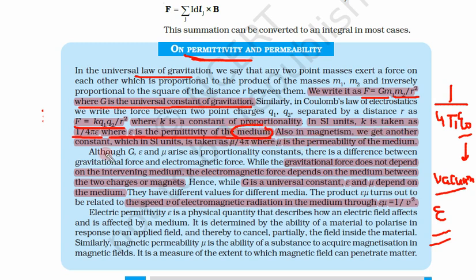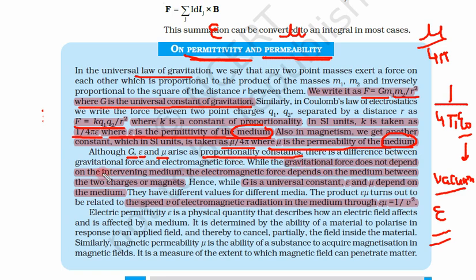Similarly, in magnetism we get another constant, μ/4π, and this μ is called the permeability of the medium. This ε is permittivity and this μ is permeability of the medium. The medium that is filled must have a permeability, that is μ. This is in the magnetic field, and this is in the electric field. So all three, G, ε and μ, are proportionality constants, but there is a difference.